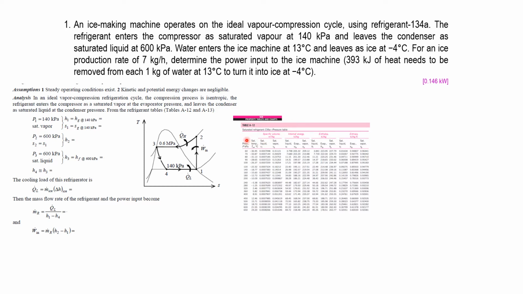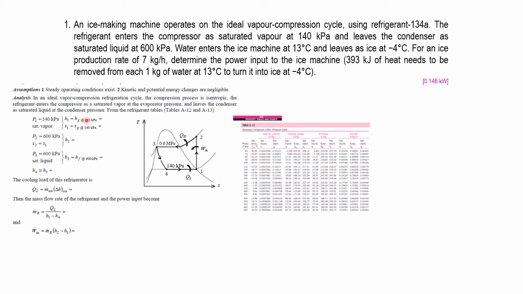So we need to go to 140. At 140, you find the corresponding enthalpy. This is the column for enthalpy. Here you have enthalpy for saturated liquid and saturated vapor. Since it's mentioned here that it's a saturated vapor, we will take the value for saturated vapor. So at 140 kPa, you extrapolate, and then you go here, your saturated vapor is this value. All right, so this is your H1.